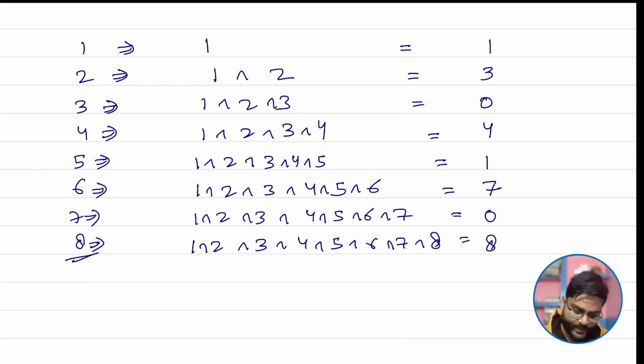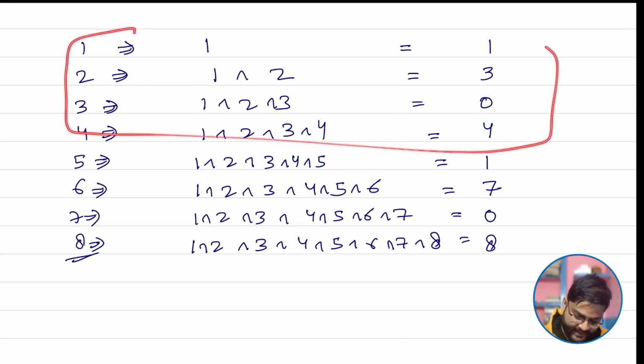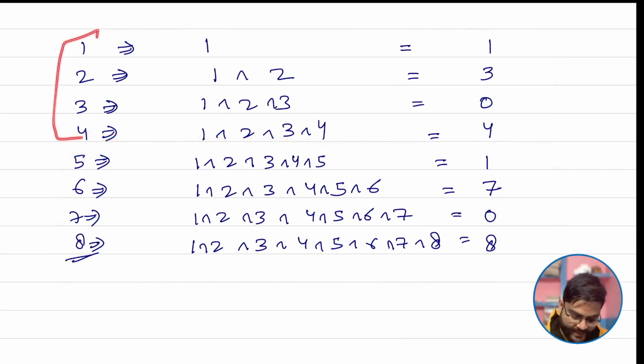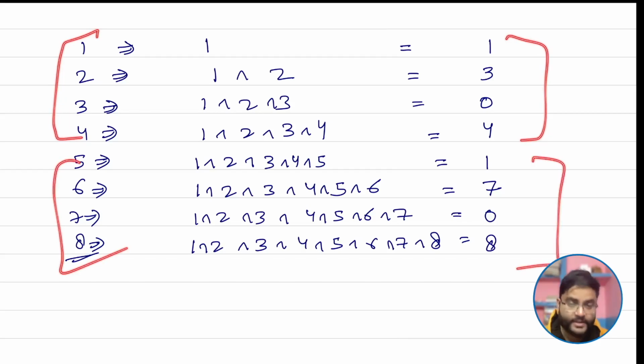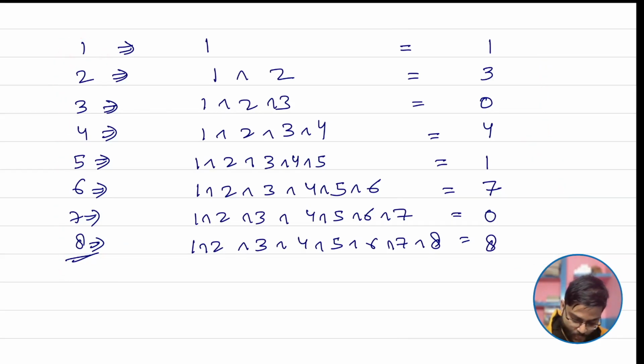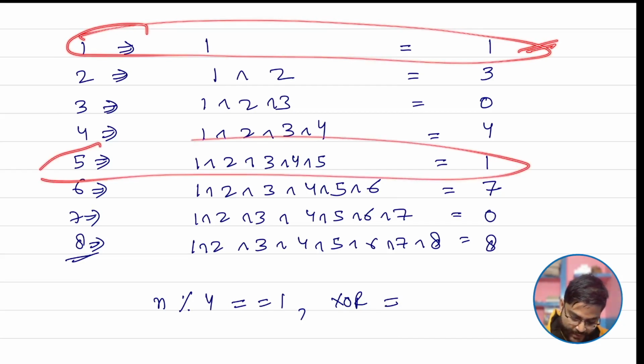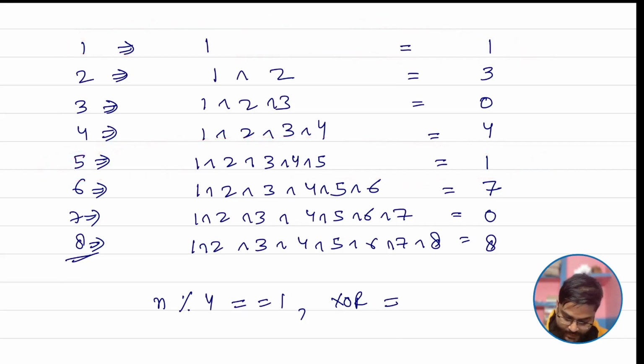Now if you break this into parts of 4, can you observe something? If you take n mod 4, if it is 1, what is my XOR? In this case, 1 is 1, and 4 XOR 5 is 1. So the answer is 1. If my n mod 4 is 1, my XOR from 1 till that number will be 1.